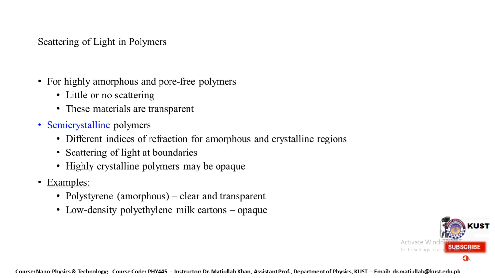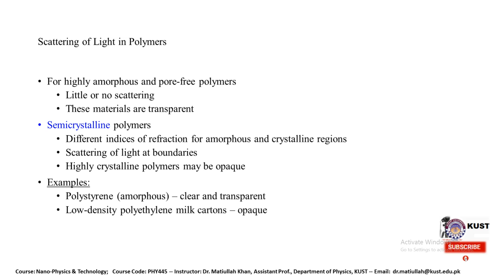So scattering of light is also an important phenomenon, an optical property. But in the case of polymers, how does the scattering occur? For highly amorphous and pore-free polymers, what happens? There is very little or no scattering, so these materials are transparent in nature. So if we consider semi-crystalline polymers, what happens?